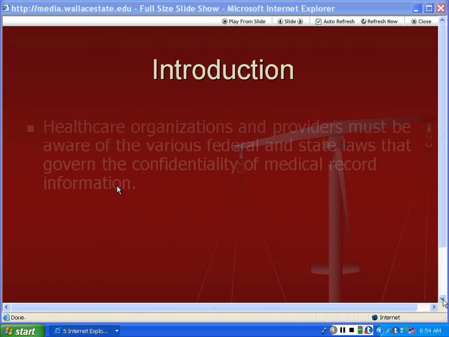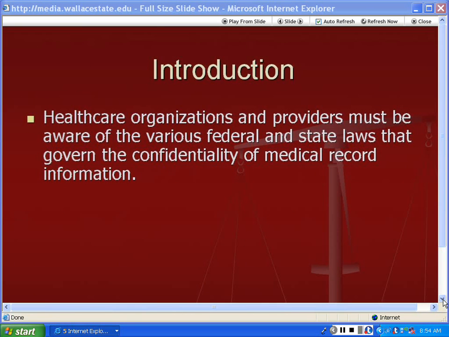Now, this, I think, has been pointed out several times: if you work in a healthcare organization or a provider of healthcare of any kind, you have to be aware that there are not only state laws, but there are federal laws that govern the confidentiality of medical records. We've been over HIPAA as far as the privacy rules of HIPAA, and you know about that federal law that governs the confidentiality of records. There are also other sources of rules and regulations in regard to confidentiality.